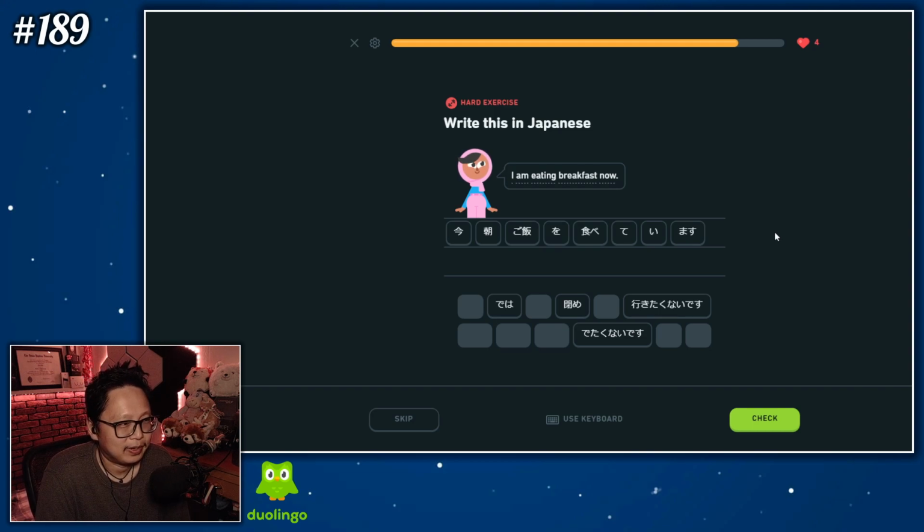Now I can think about using chikara as a modifier for sushi. So like order power sushi. Chikara no sushi o kaimashita. I bought power sushi.